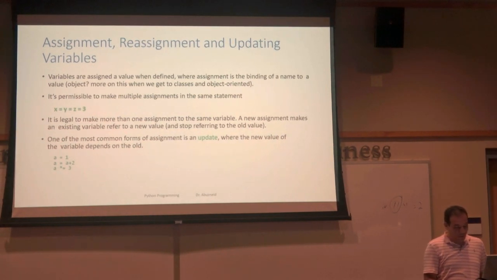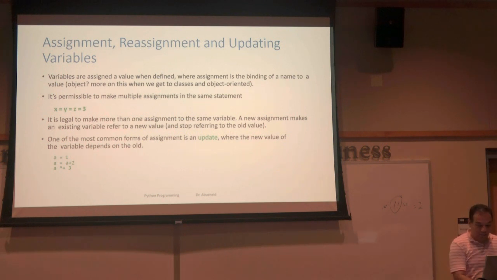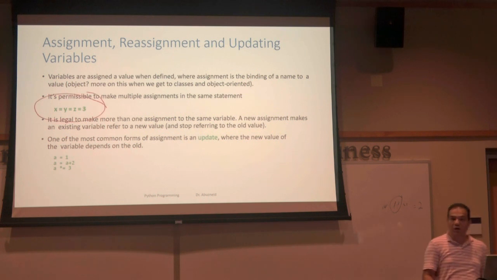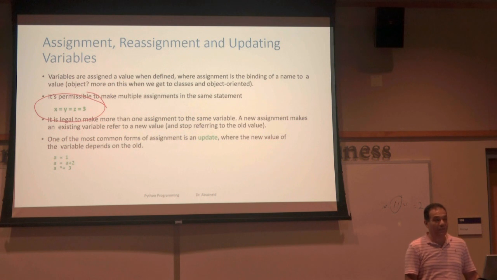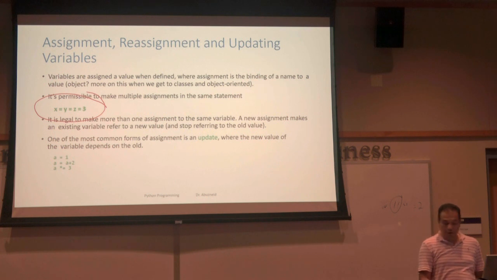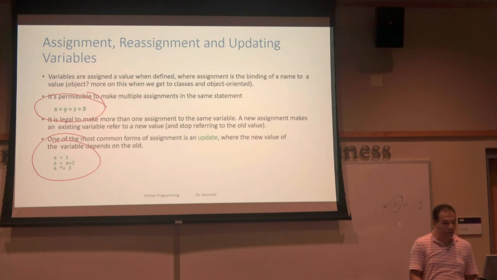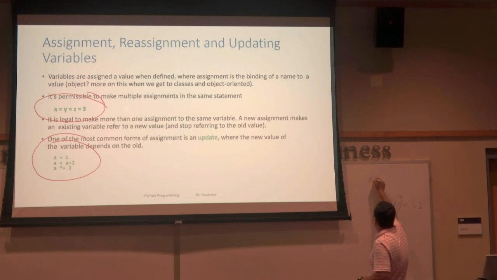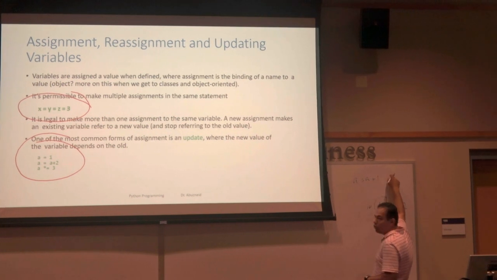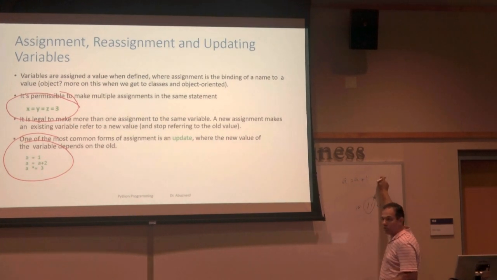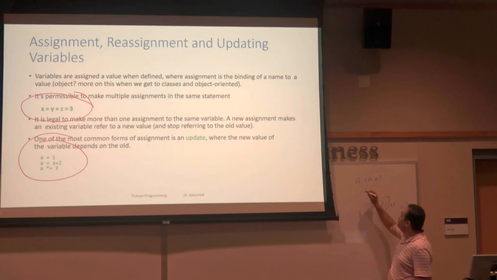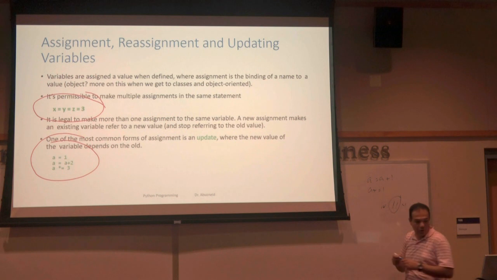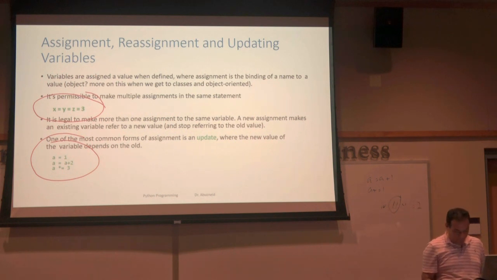Assignments, reassignment, and updating variables. Assignment is like normal, except for something I'm sure you do not see in C++ or Java: you can have multiple assignments in one statement, so you're assigning a 3 to Z, to Y, to X in one statement. That's kind of new. Updating variables is exactly like in other languages. For example, as I told you, A equals A plus 1. In math, that's wrong, but in programming, that's good. You're updating that variable, and you could also use plus equal for updating variables.